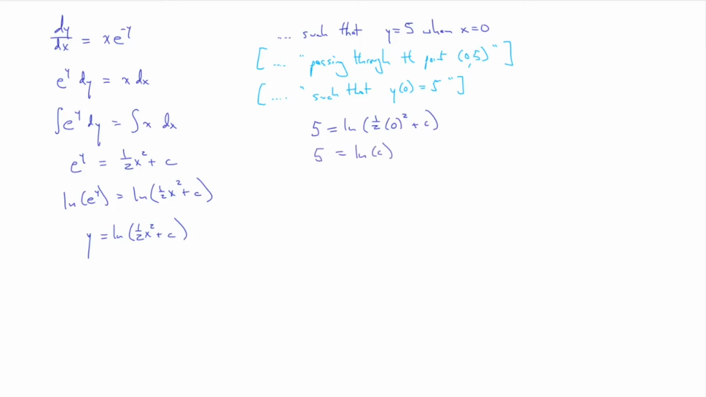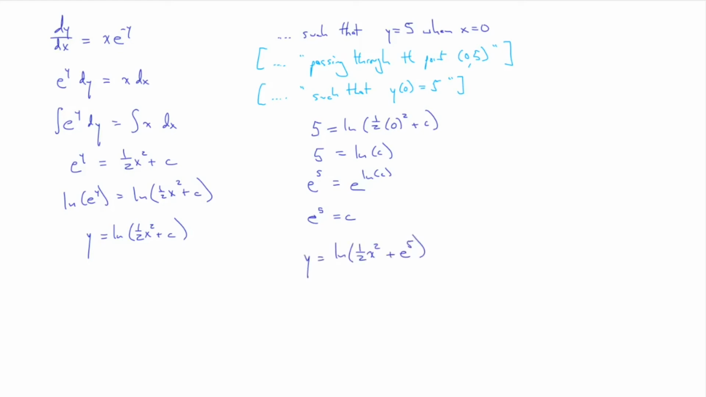And since 0 squared is 0 and 1/2 times 0 is 0, this gives us that 5 is the natural log of c. And raising e to both sides, we get e to the 5th is equal to e to the natural log of c, which we do because e to the natural log of c is just c. And so we just determined that c is e to the 5th.